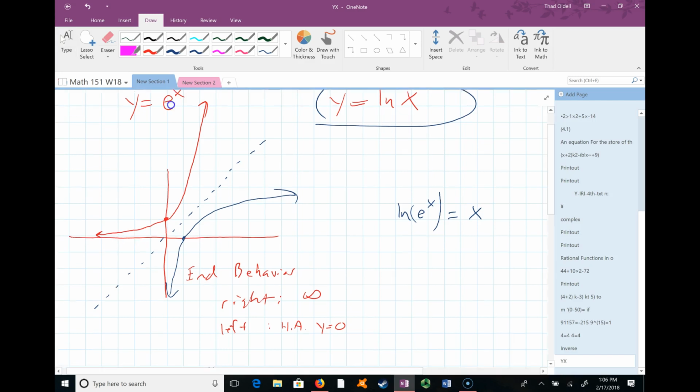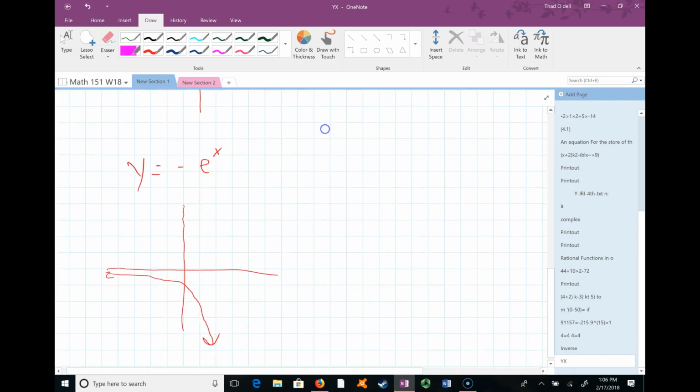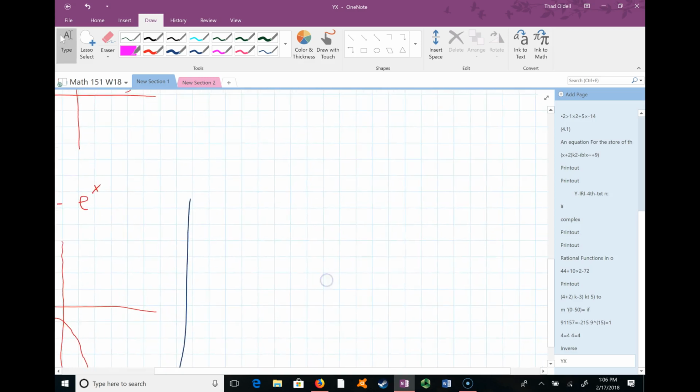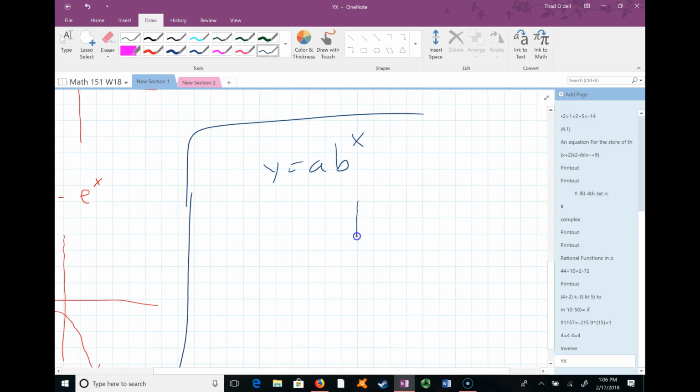Now I'm going to focus a little bit more on the exponential family, because really the logarithmic family is defined by the inverse of the exponential family. So in general, this is the general form of the exponential equations. Of course, I could have a plus or minus up here or a plus or minus out there, but this is the basic general form of an exponential equation. And the graph of that thing, as it's written, like the e to the x, is going to look something like this.